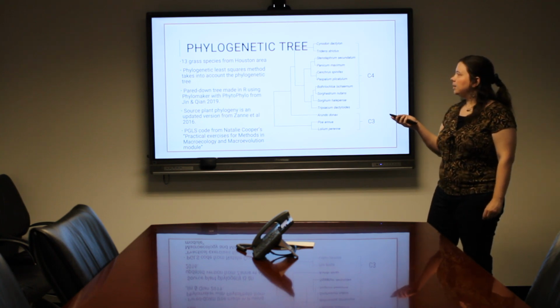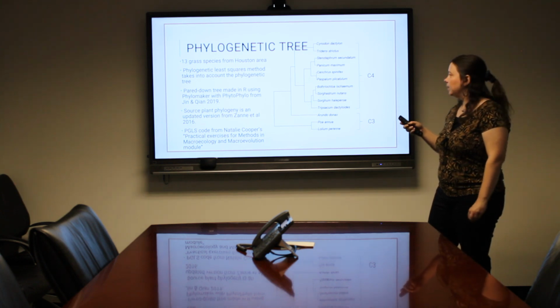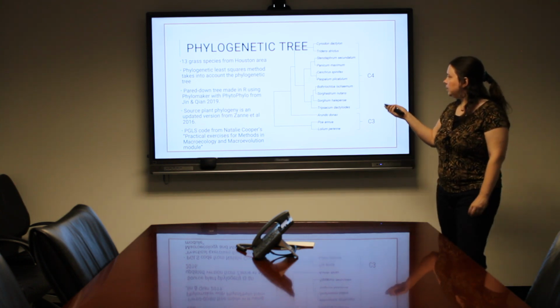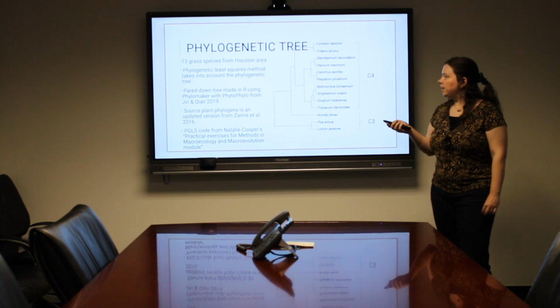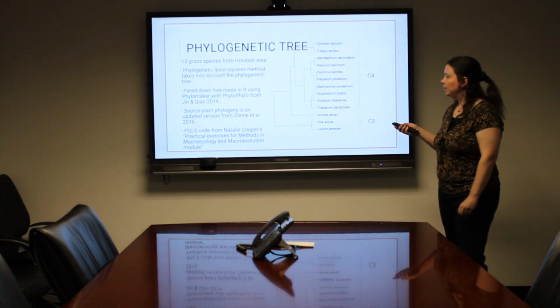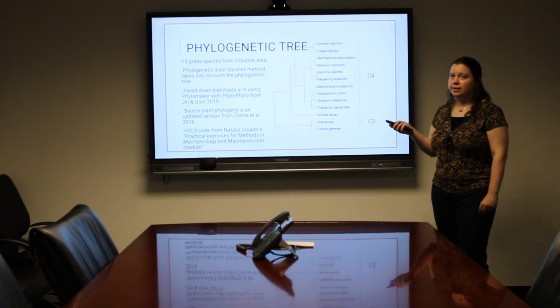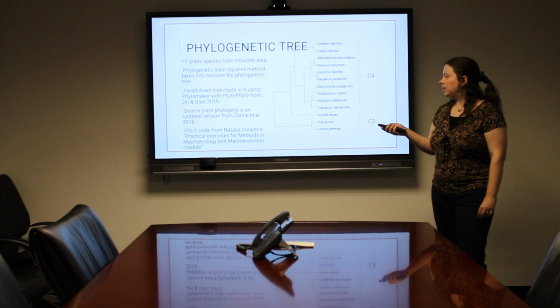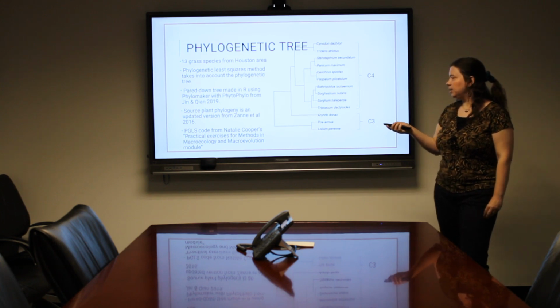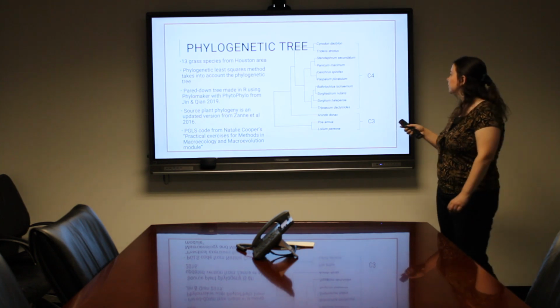We use the phylogenetic generalized least squares method, PGLS, that takes into account the phylogenetic tree. The pared down tree that you see here was made in R using V.PhyloMaker with the PhytoPhylo tree from Jin and Qian 2019. The source plant phylogeny is an updated version from Zanne et al. 2016. And the PGLS code is from Natalie Cooper's Practical Exercises for Methods in Macroecology and Macroevolution.